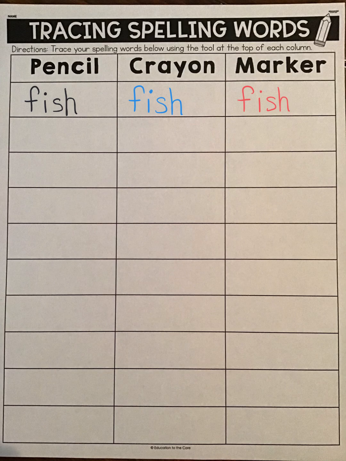Our next word is the word chip. Ch-I-P. Chip. With your crayon, please write the word chip. Ch-I-P. And last, with your marker, Ch-I-P.